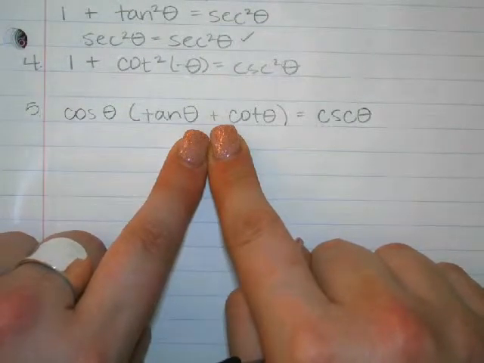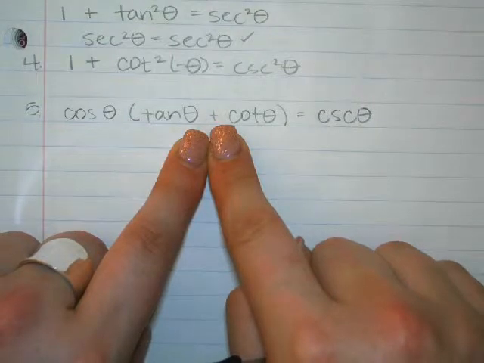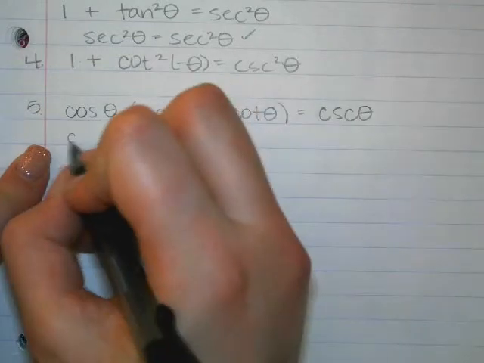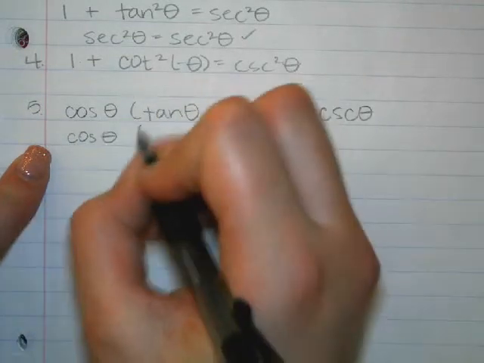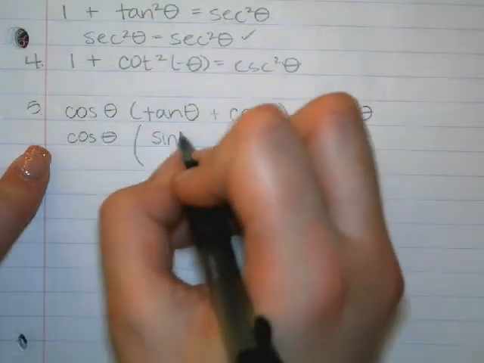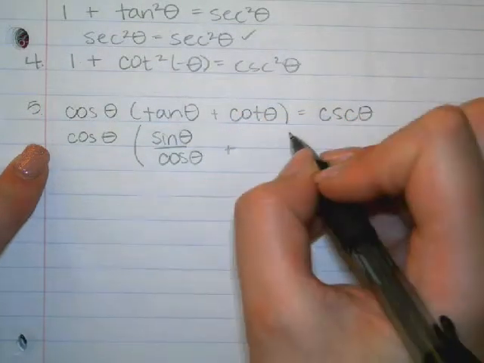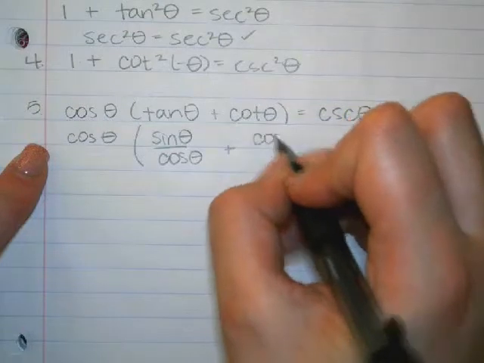So both are valid options. When you're doing these proofs, there are infinitely many ways to get them. It just might be that some of the ways are way harder than the other ones, okay? So what I would do first is take this and turn it into all sines and cosines. So we're going to say tan is sine over cos, and cotangent is cos over sine. Good.